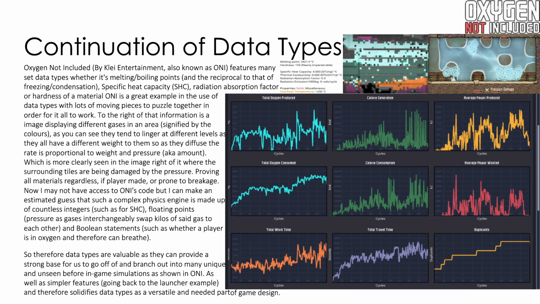Now, I may not have access to ONI's code, but I can make an estimated guess that such a complex physics game engine is made up of countless integers, such as for specific heat capacity, floating points, such as pressure for gases interchangeably swapping kilos of said gas to each other, and Boolean statements such as whether a player is in oxygen and therefore can breathe. So, data types are valuable as they can provide a strong base for us to go off of and branch out into many unique and unseen-before in-game simulations such as ONI, as well as simpler features going back to the launcher example, and therefore solidify data types as a versatile and needed part of game design.